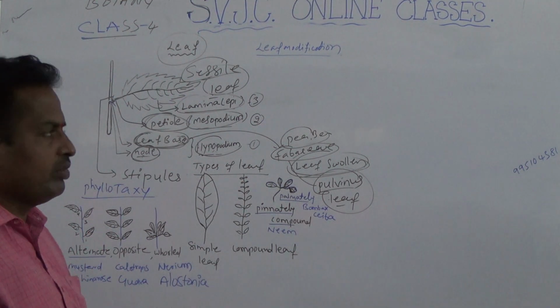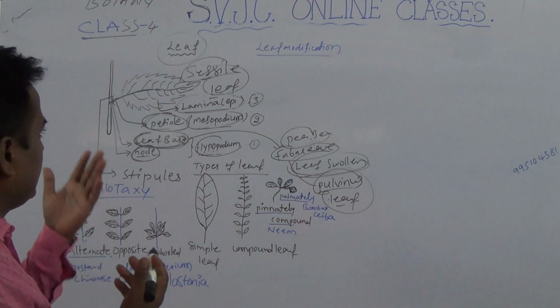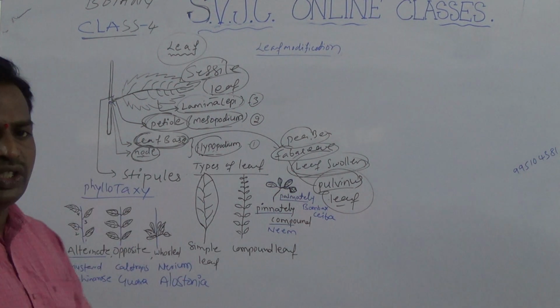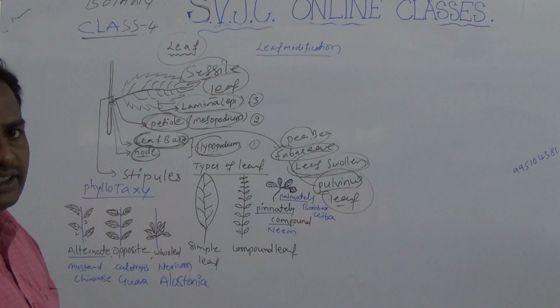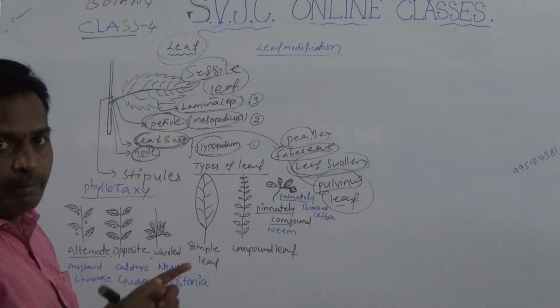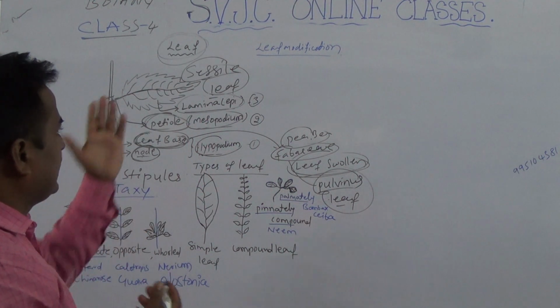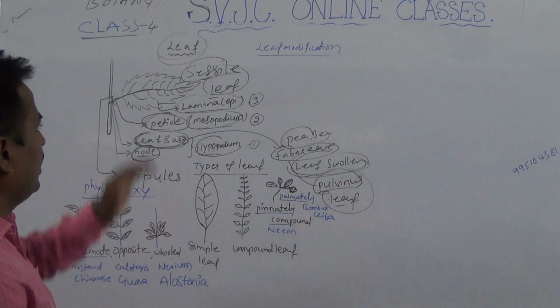Functions of the leaf. What is the important function of the leaf? It is the site of photosynthesis. So it can synthesize food and store food materials. Very, very important. Leaf is the kitchen of the plant. So what is the role of a kitchen? It makes food and also stores food. That is the function of the leaf.